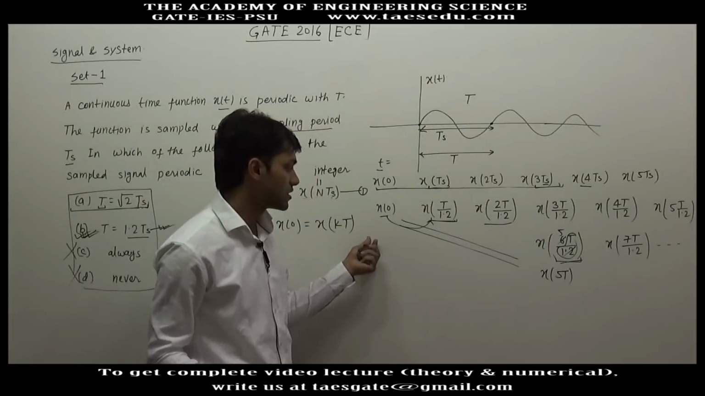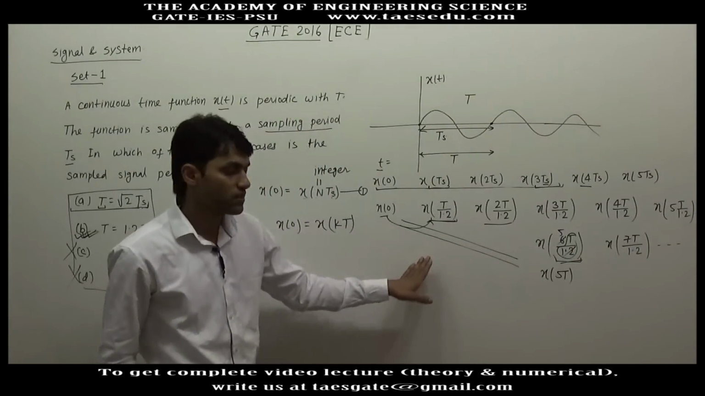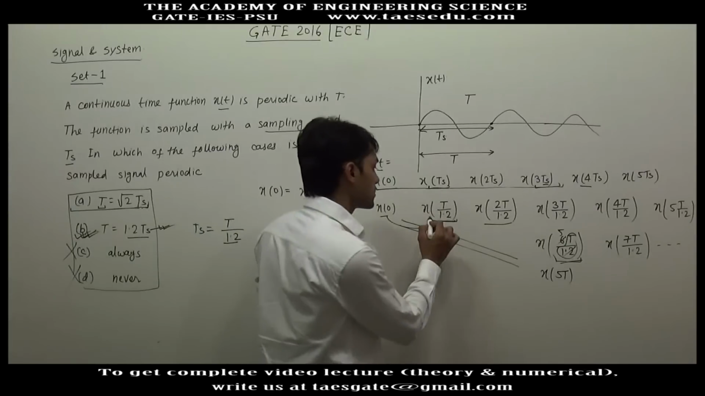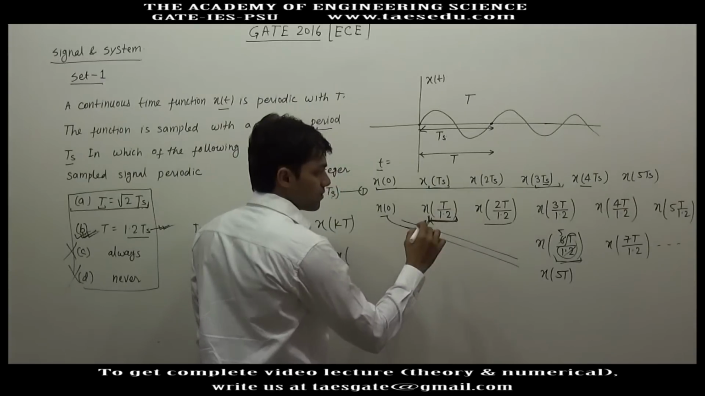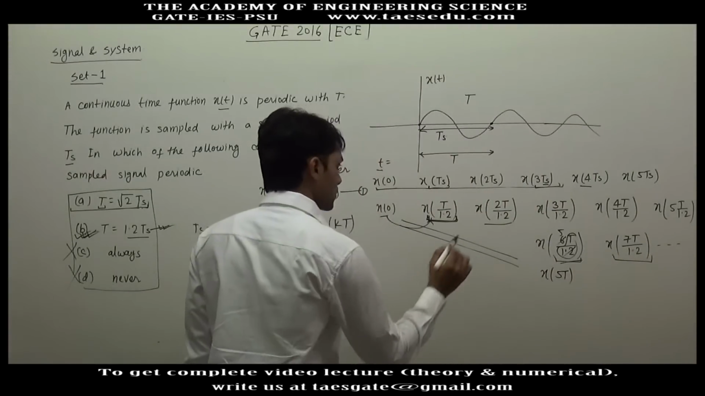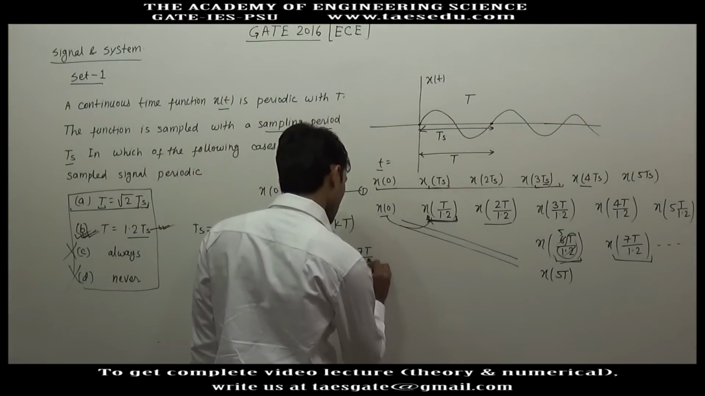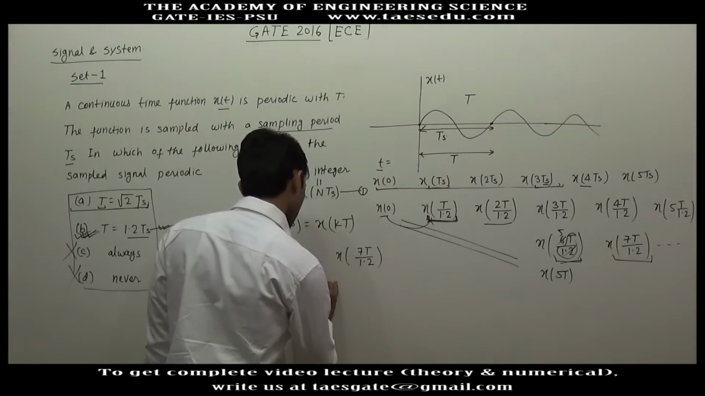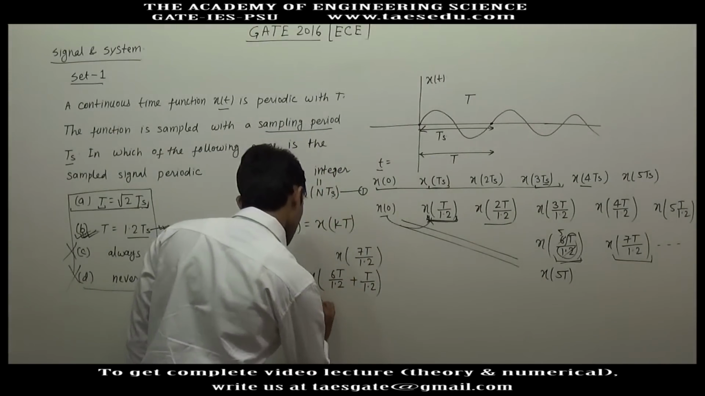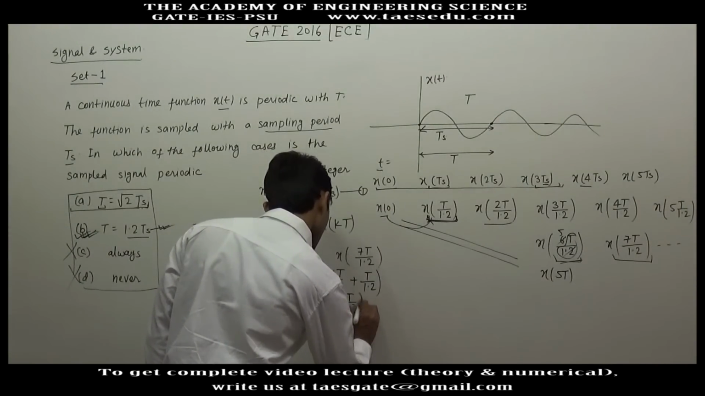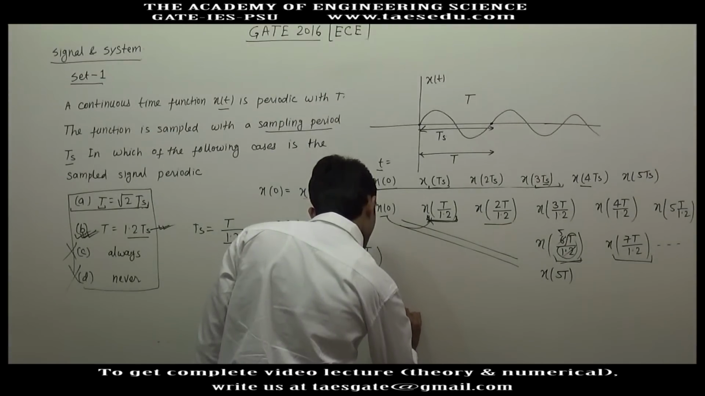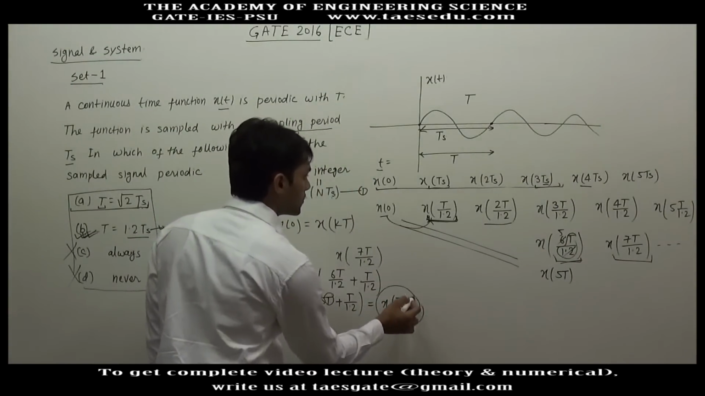For periodicity, it is not enough that one value is repeated. If only one value is repeated, we cannot say the signal is periodic. The whole characteristic has to be repeated. So the second sample has to be equal to the 7th sample. So x7T divided by 1.2 can be written as x of 5T divided by 1.2 plus T divided by 1.2. If it is periodic with T, then x of 5T plus T divided by 1.2 will be x of T divided by 1.2. So this is equal to the second sample.